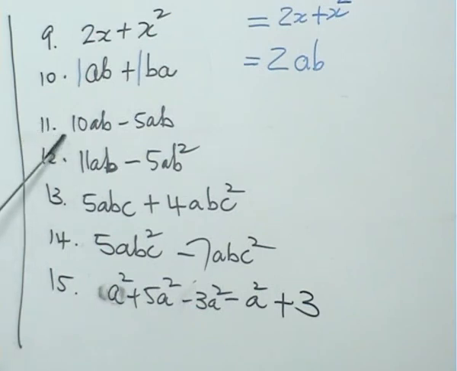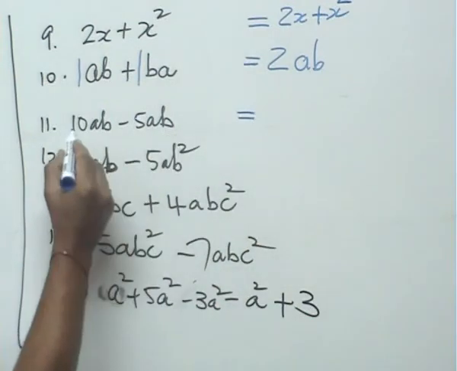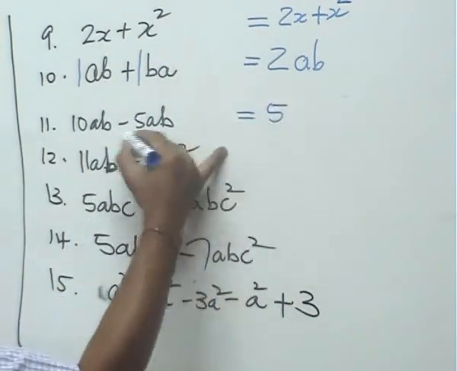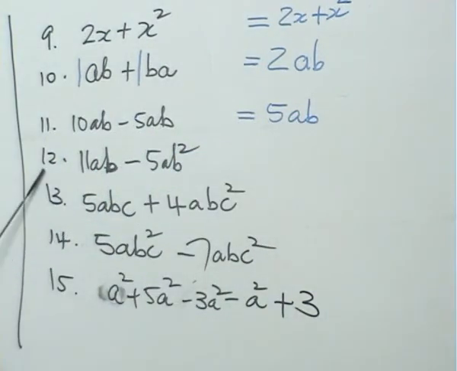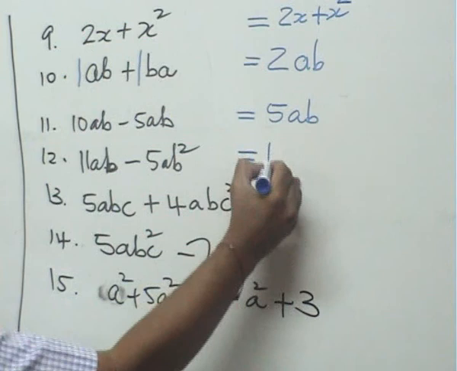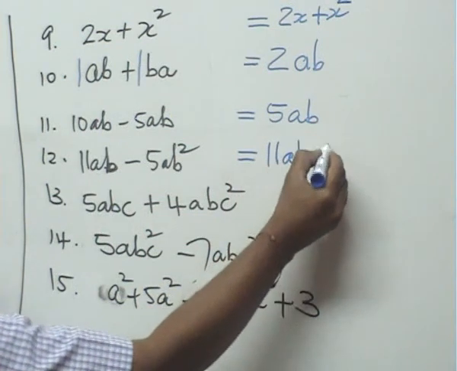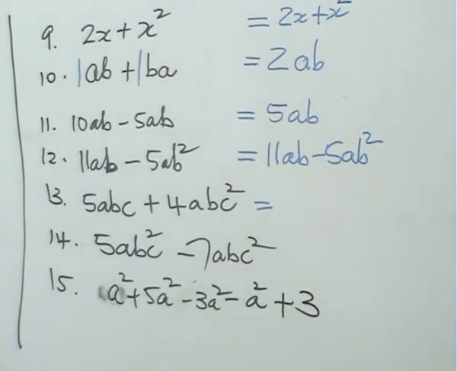The next example is a subtraction example. So first I check the powers. ab, ab. The powers are the same, these are like terms, therefore I can subtract them. 10 minus 5 is 5, and you write down ab only once. Number 12. 11ab minus 5ab squared. So these are unlike terms, the powers are not the same. So you cannot subtract them, leave the answer just like that. Number 13.